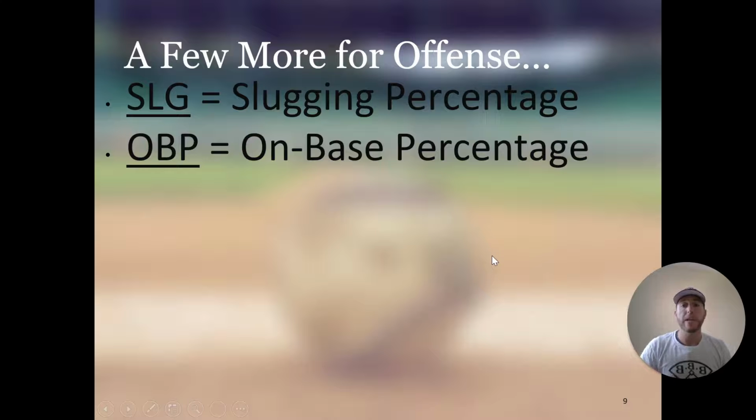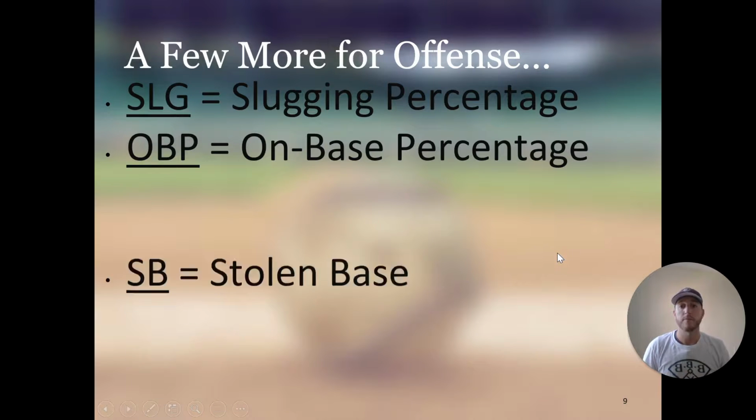OBP means on-base percentage. Now this is different because this accounts for walks and hit by pitches. Basically, any time that you get on base, that counts towards your on-base percentage. And players who have a high on-base percentage, that's really good, even if they walk all the time, even though they're not getting hits, they're still getting on base.